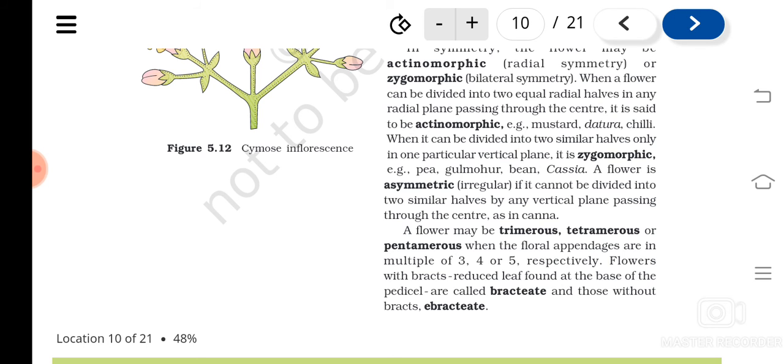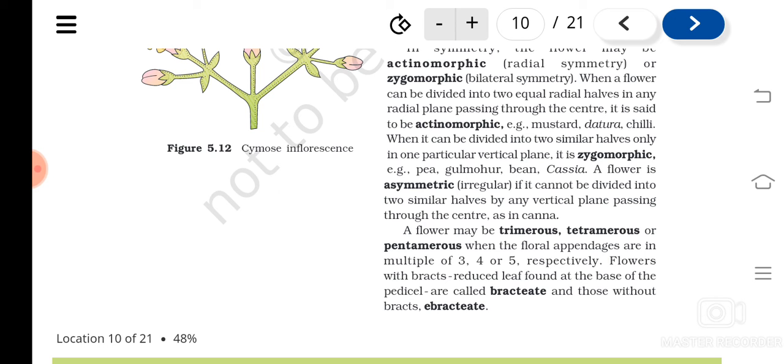Trimerous means what? The floral appendages like sepals, petals, androecium, gynoecium, all this, or stamens or carpels, if their number is 3 or multiples of 3, then we call it a trimerous flower. So what is a tetramerous flower? If the number of floral appendages is 4 or multiples of 4. For example, 4 petals, 4 sepals and 8 stamens it can have. Means 4 or multiples of 4.